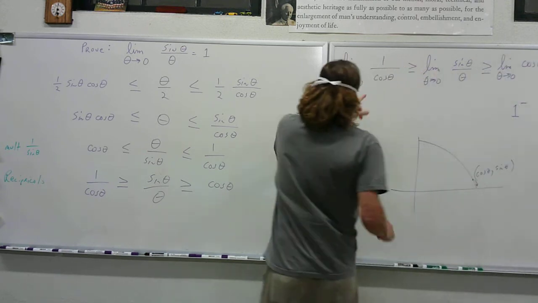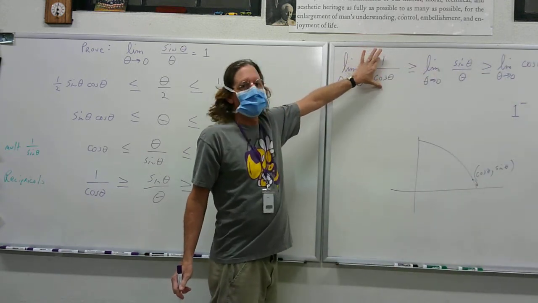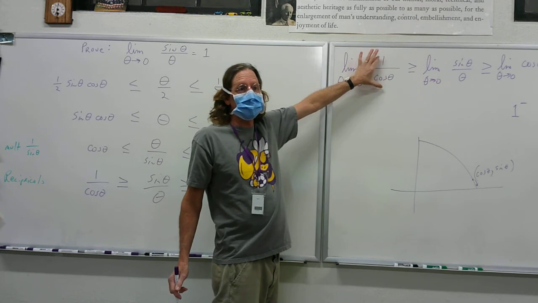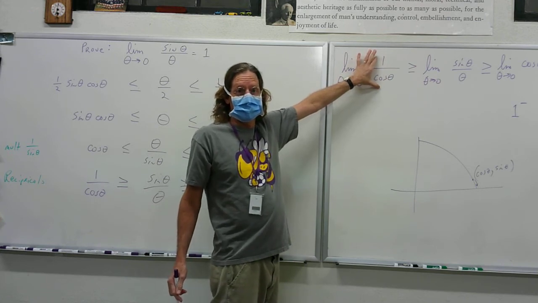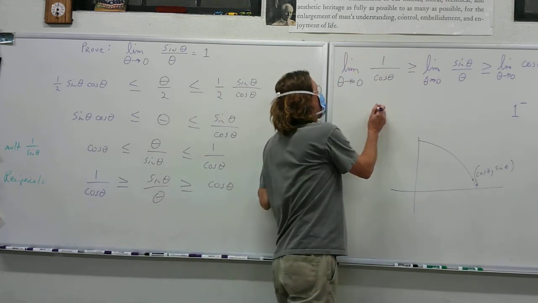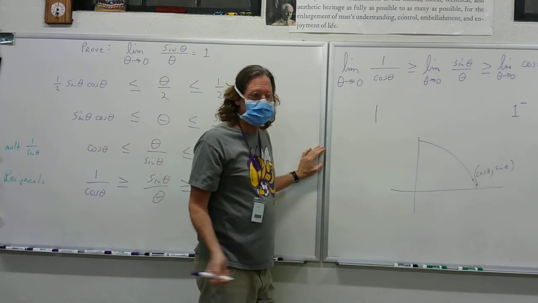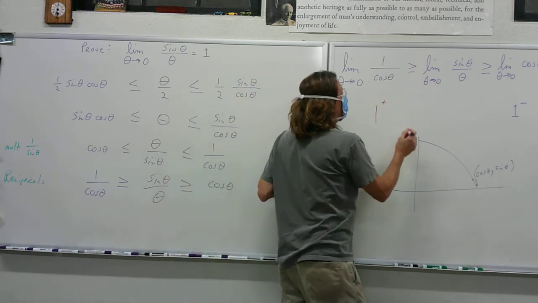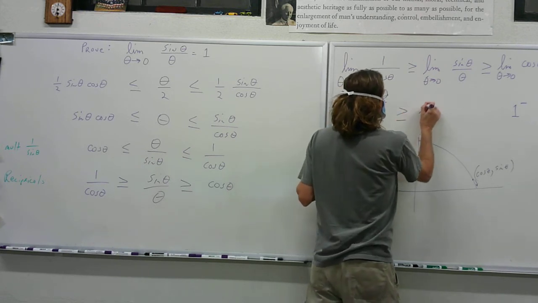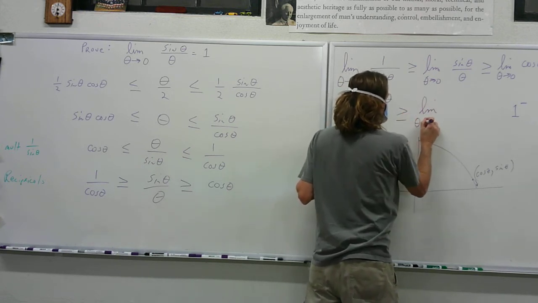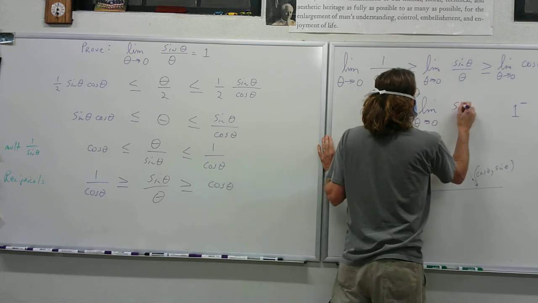Think about this one. 1 over 0.999. This one's getting closer to 1 too. But it's not getting closer to 1 from the negative side. It's getting closer to 1 from the positive side. And if that is true, then ours is stuck in between them.